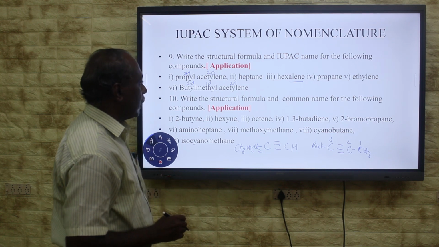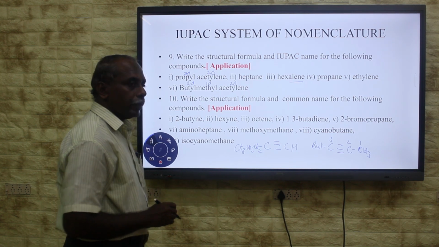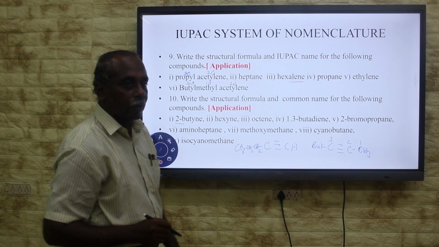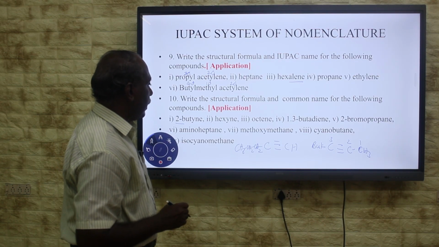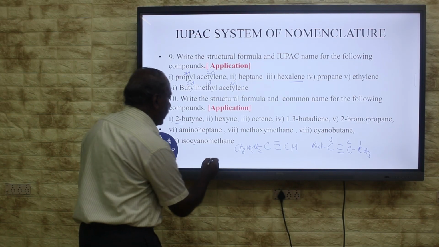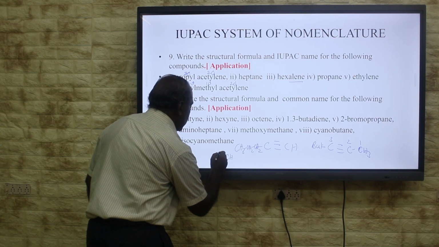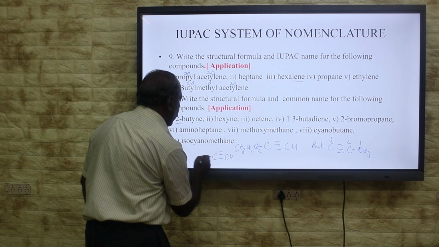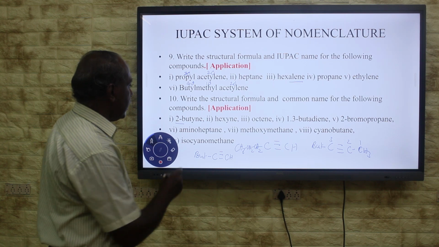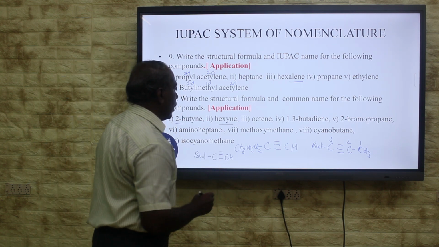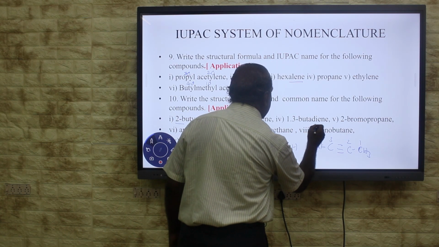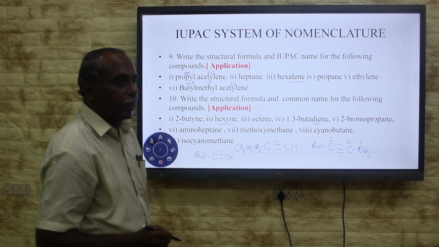Then write the structural formula and common name of this compound. 2-butyne. Here the triple bond is at the second carbon. For this kind of compound, the common name should not be given. Hexyne is the IUPAC name of this compound. Here acetylene is the parent compound, and the remaining 4 carbon, butyl acetylene, is the common name of this compound. Octylene, and 1,3-diene. Here 2 double bonds will be there. For that compound there is no common name.